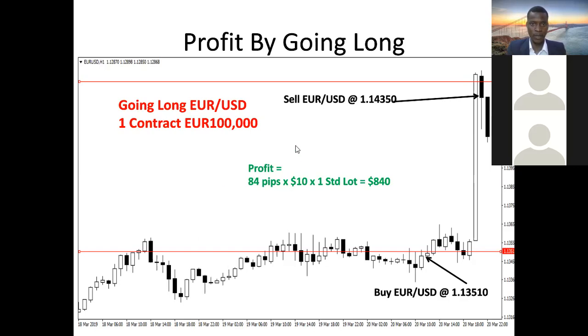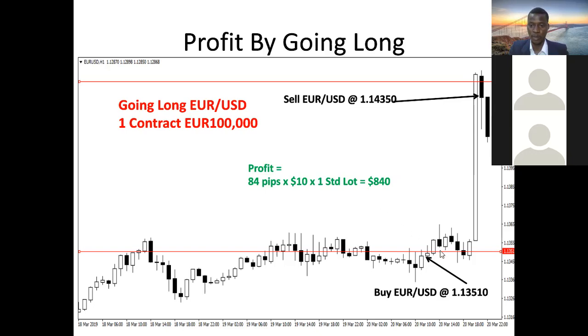Now you calculate your profits. That means the pips gain times the standard lot size, because we are using a standard contract, which we said has a value of $10. Times one standard lot is going to give us $840. That's the profit you make because of this change. A standard lot size value is $10 per pip, so each pip you move is $10. That's why you gain 84 pips. So 84 times 10 will give us 840.